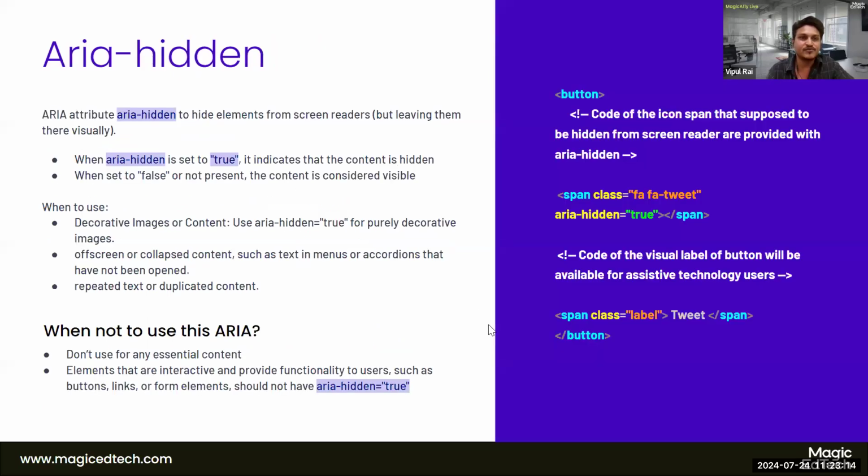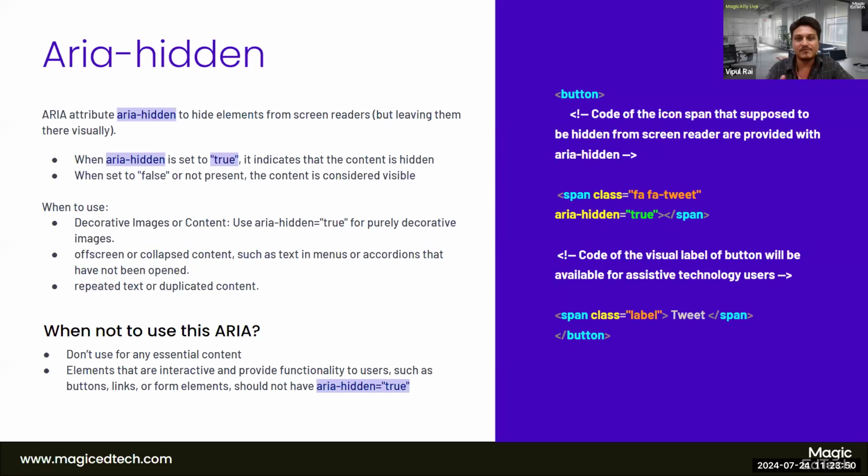ARIA hidden, as we have spoken about, similarly has true and false conditions. When to use this ARIA hidden property? It is used whenever content is supposed to be hidden from screen reader users. If there is any content that we should hide from them, we'll use the ARIA hidden property. So when ARIA hidden is set to true, it is hidden from screen reader users. When the false condition is active, the content is considered visible and the screen reader will announce it to screen reader users.